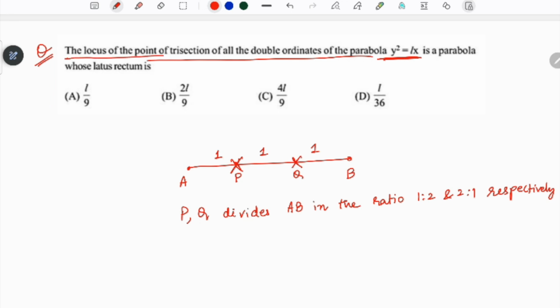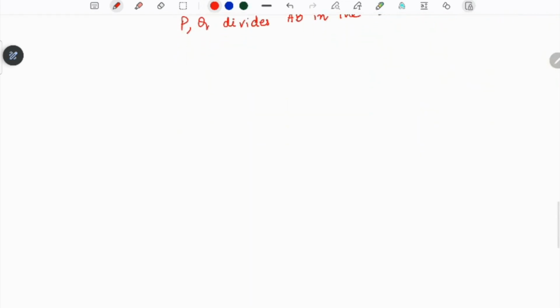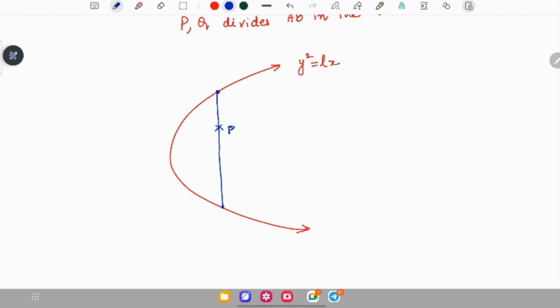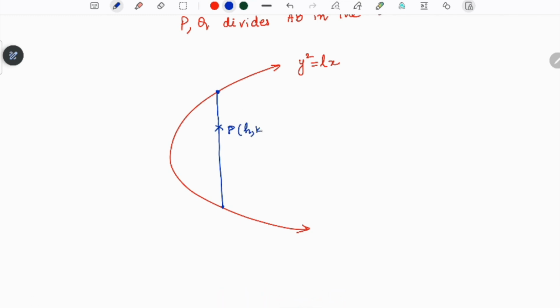Now what I have to do? Locus of the point of trisection of all double ordinates I have to find. So there is this parabola, y square is equal to Lx. So now I have a locus problem. Locus of what? Point of trisection. Okay, let's say this is point of trisection. I need to find its locus. So I'll take it as h comma k. Where this chord is a double ordinate.